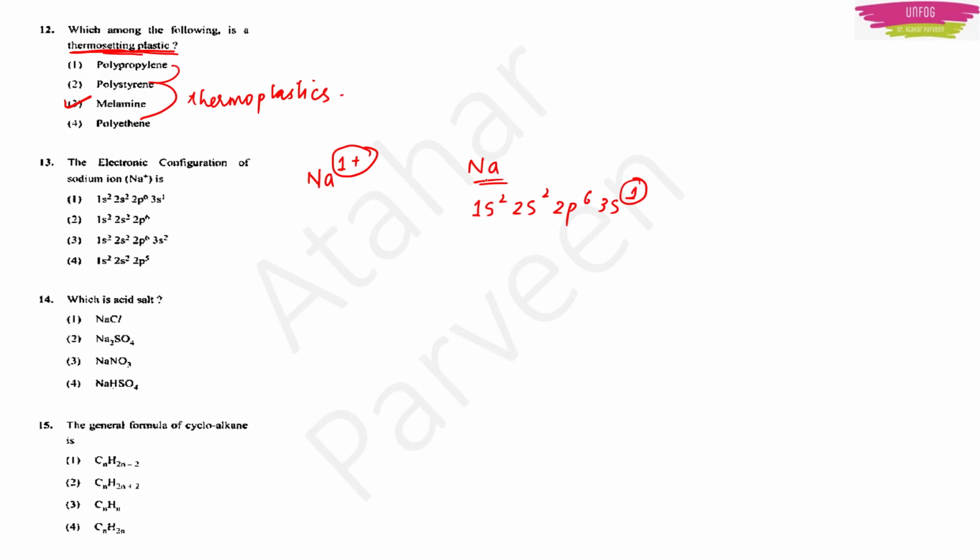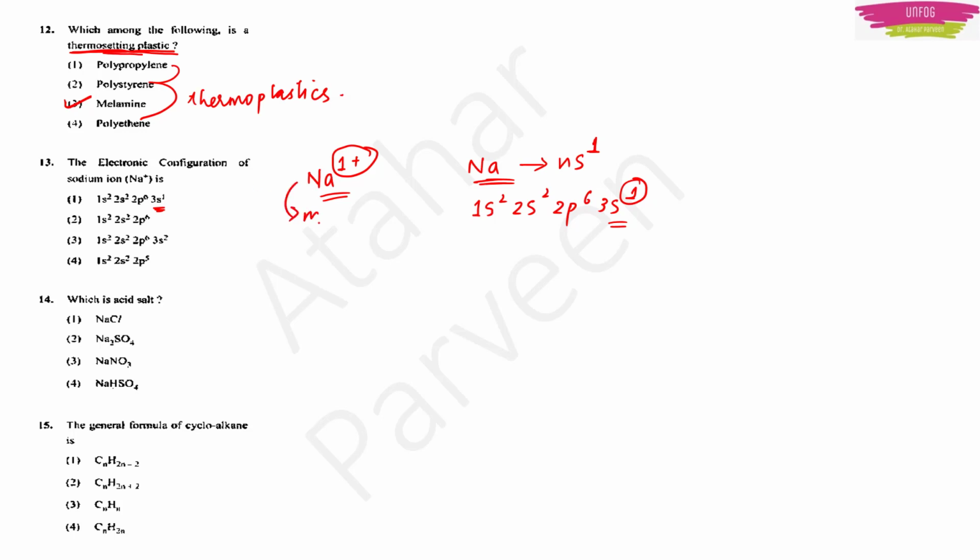Sodium is actually an alkali metal, right? An alkali metal's outer electronic configuration is ns1. So ns1 means here 3s1. From that you can identify the sodium electronic configuration. But here he is asking for the sodium ion's electronic configuration.